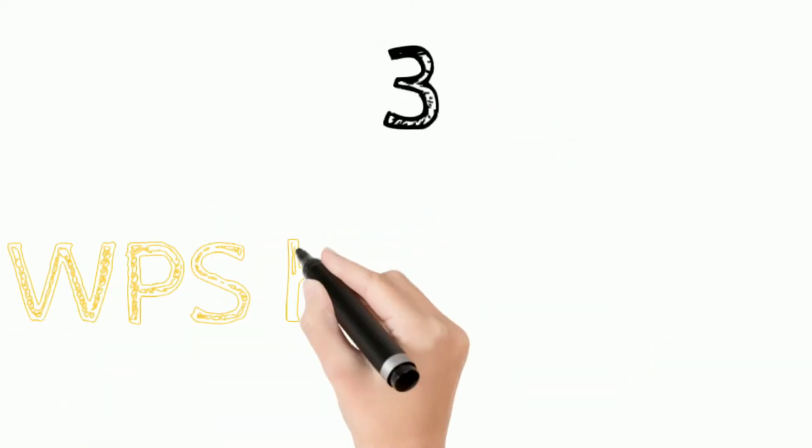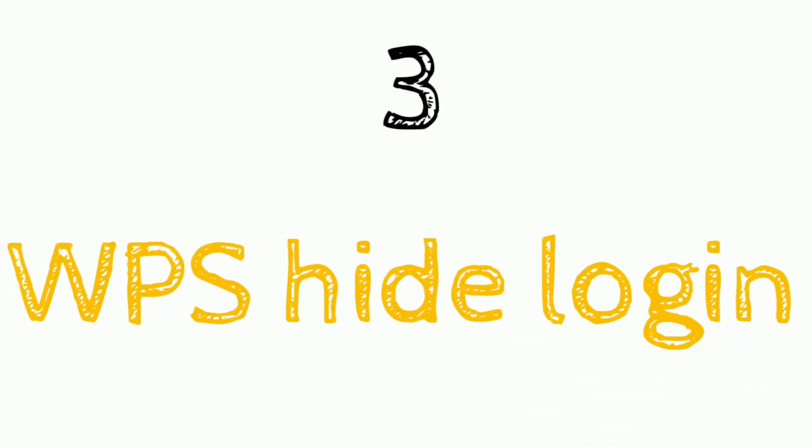Next is WPS Hide Login. This is one of the plugins that you can use to protect your website, your blog or your WordPress account from getting hacked. Suppose you have your website name. To log into your WordPress, what you do is write your website or blog name and slash wp-admin, right? That is the normal login URL for everyone, or slash login. With the help of this plugin, you can change that text that you have after the slash.